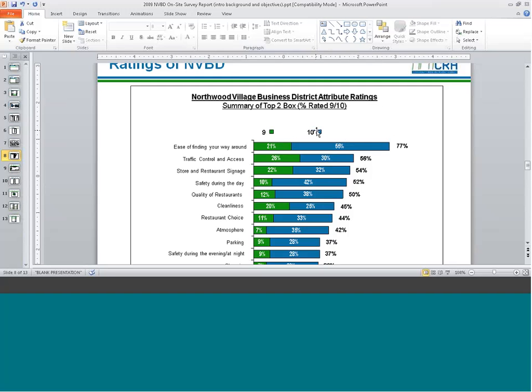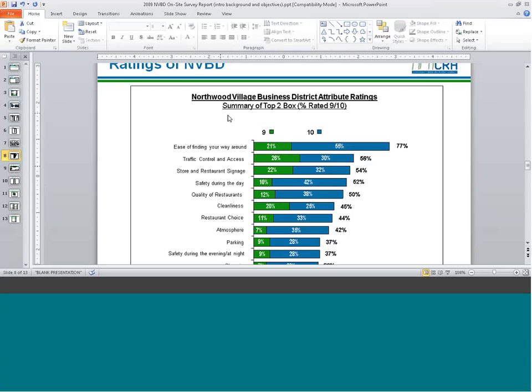if you do it this way, that's great. I'd love to see that. Now, if you don't want to do it, that's fine. You can just use these numbers, 77, 56, 54, just show one bar. Totally fine. But what you do need to do is explain the ratings.